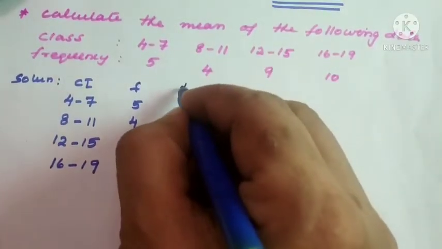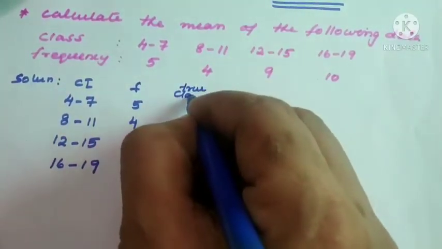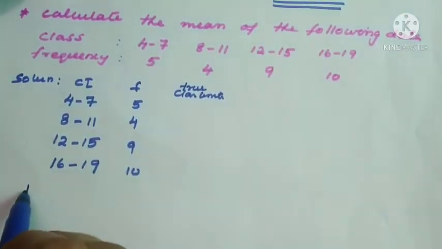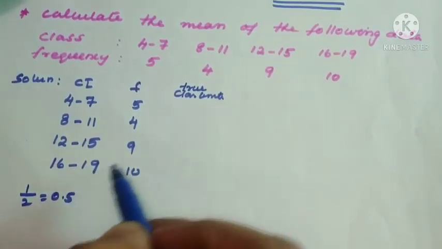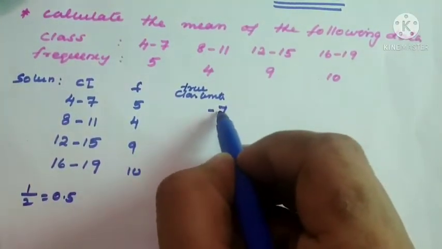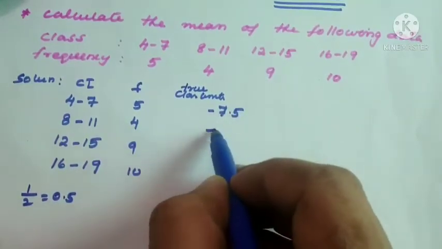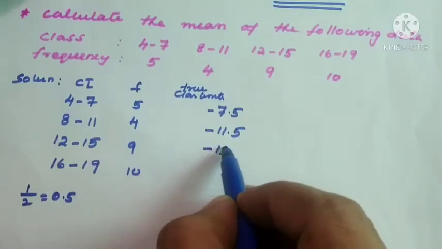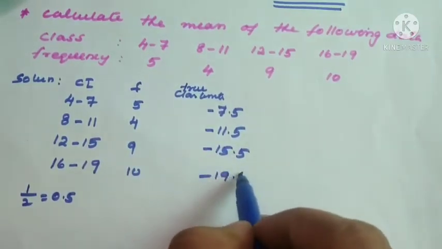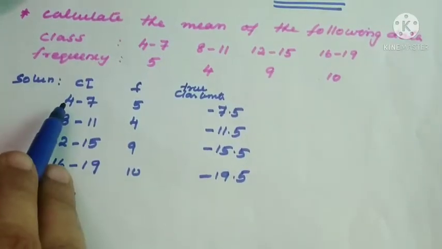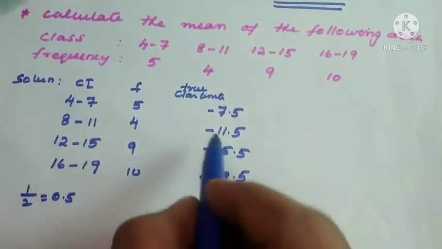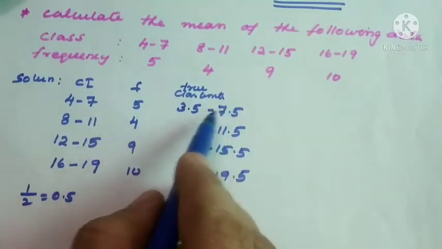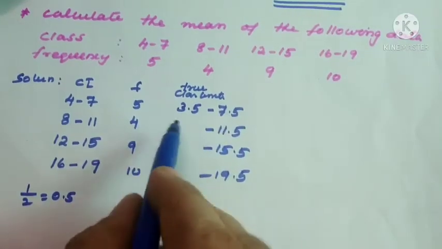So now the true class limits. For each upper limit there is no problem, children will not make any error: 7.5, and here 11.5, then 15.5, the last one 19.5. Now what should we do with the lower limit? We should subtract 0.5. 4 minus 0.5 is equal to 3.5. See, once we calculate this lower limit, the next lower limit is easy, because the upper limit will be our next lower limit.